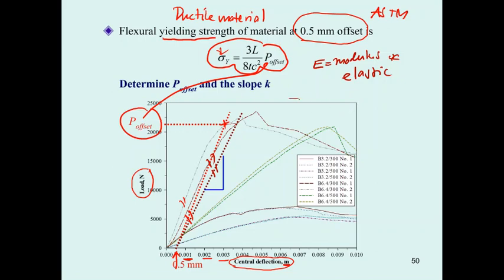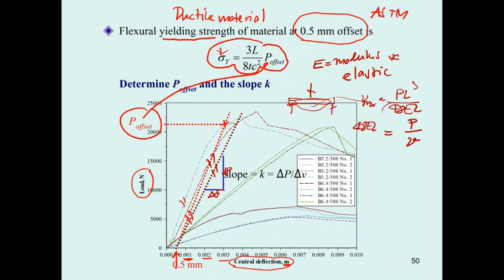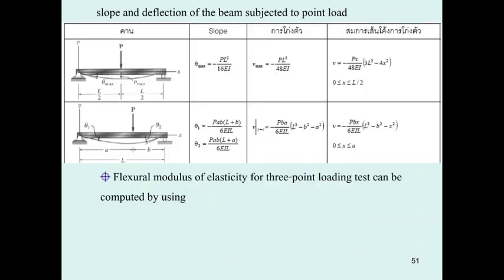If we do the 3-point loading test, under the application of the force the beam will deflect, and we have the V max equal to PL cubed over 48 EI. You can see this is the delta P, and this is the delta, and you may find the slope by delta P over delta. So by doing this, you put P over V, you move 48 EI up, divided by L to the power 3. So actually the K can be related by this equation, and if you know K, we can determine the E. The flexural modulus of elasticity of the 3-point loading test can be determined by this.